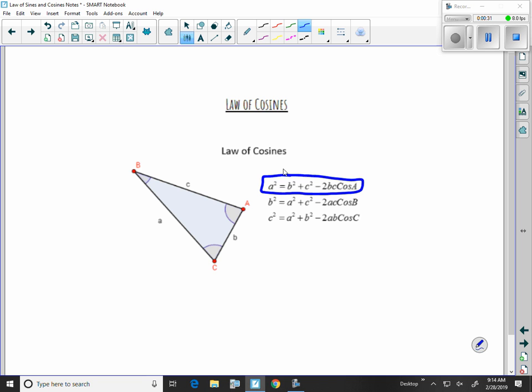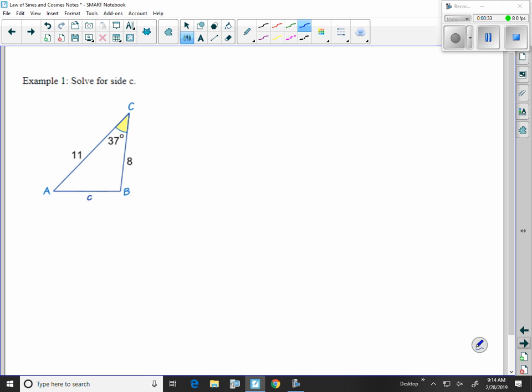Okay, we're going to jump right into the first example, which is solving for side C. So we're going to go ahead and write down the generic formula first. So you have c squared, and I'm just using the one from the very top there.